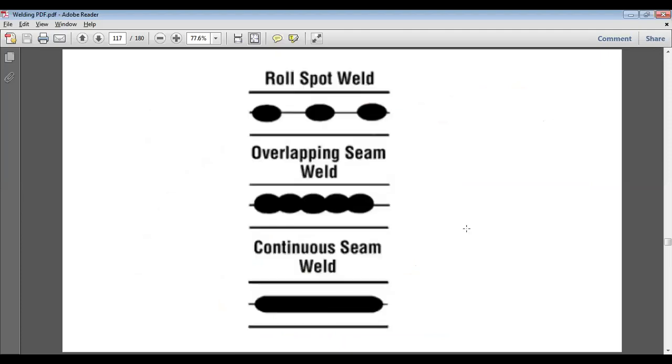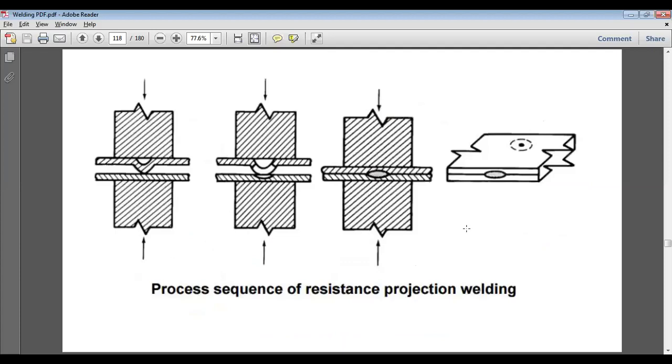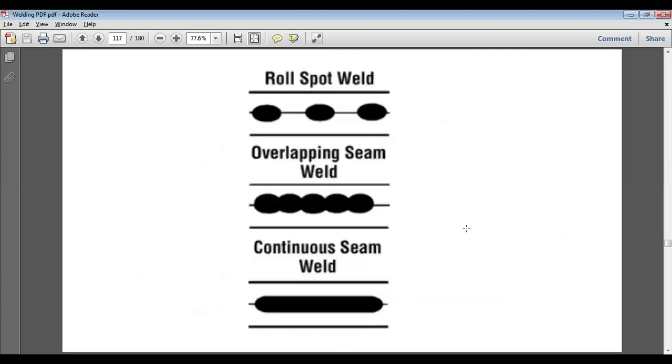Roll spot weld, overlapping seam weld, continuous seam weld. So three types of welding are there in seam welding: roll spot, overlap seam, and continuous seam. You can see resistance projection welding next.